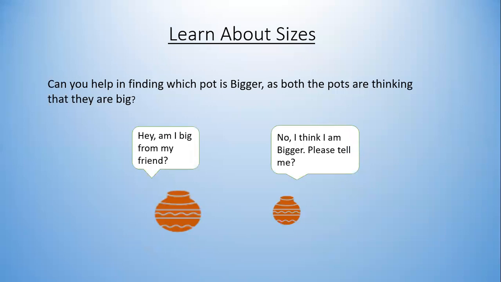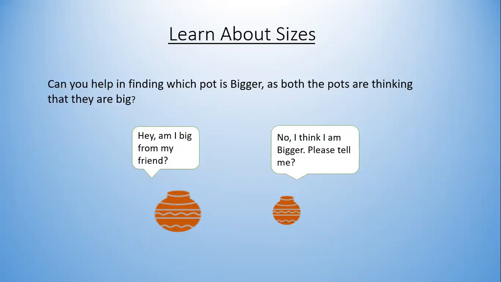Now we'll do some fun activity. What we need to do here is, can you help in finding which pot is bigger, as both the pots are thinking that they are big? Okay, now let's see the picture. The first pot, what is it saying? Hey, am I bigger than my friend? And the second pot is saying, no, I think I am bigger. Please tell me, what do you think, friends? Who is bigger?